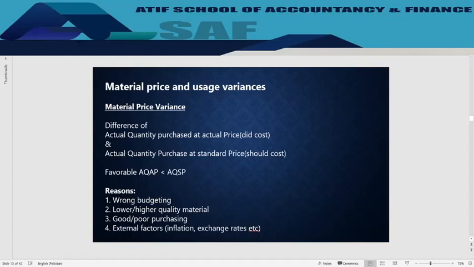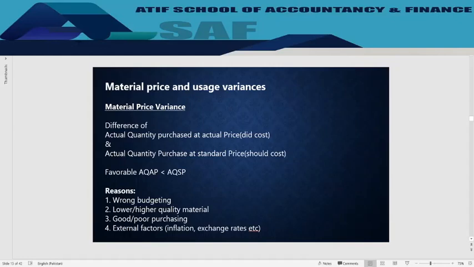As it is cost variance, if the actual quantity purchased at standard price is greater than the actual quantity purchased at actual price, the difference is said to be favorable variance. It means when we have an expectation of spending more and actually we have spent less for the purchase of actual quantity, the variance is said to be favorable.